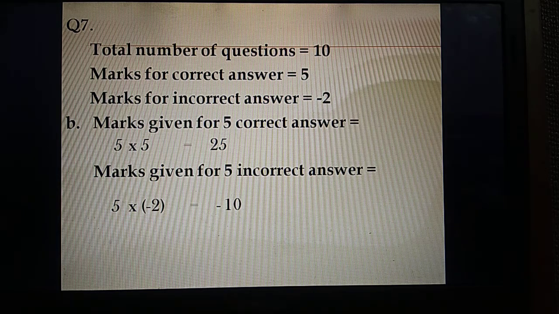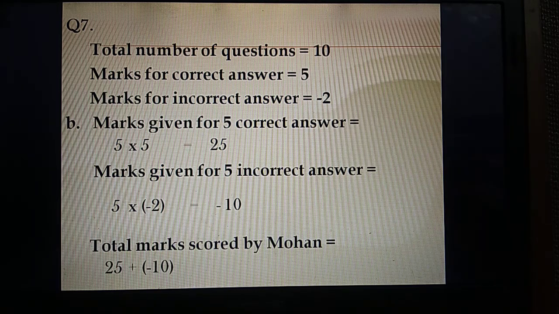Now again you are supposed to find the total marks. So you will add them. They are of different signs. So we will subtract them. You will have 15. Why positive 15? Because greater numerical value is positive here.